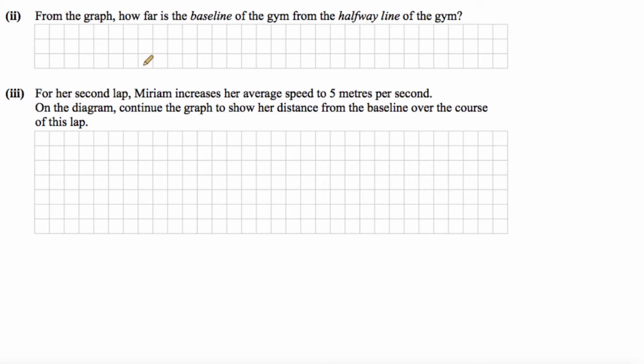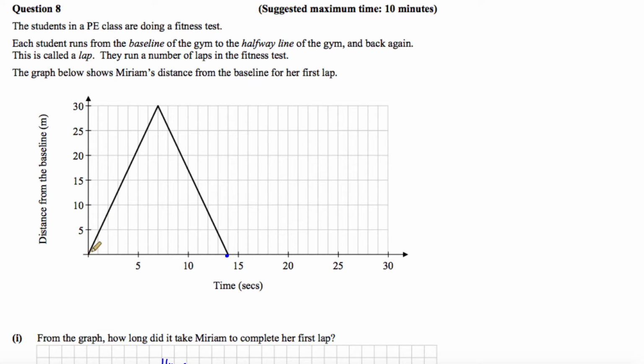Part 2 says, from the graph, how far is the baseline of the gym from the halfway line of the gym? So if we go back and have a look, the baseline is here and the halfway line is where she turns around to come back, so that's the distance of 30 meters.